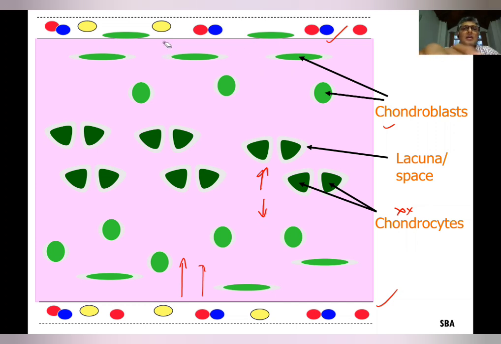Then when the cells in the periphery multiply and produce the ground substance and fibers, like the chondroblasts, then growth takes place from the periphery, increasing the thickness of the cartilage. So that is called appositional growth.